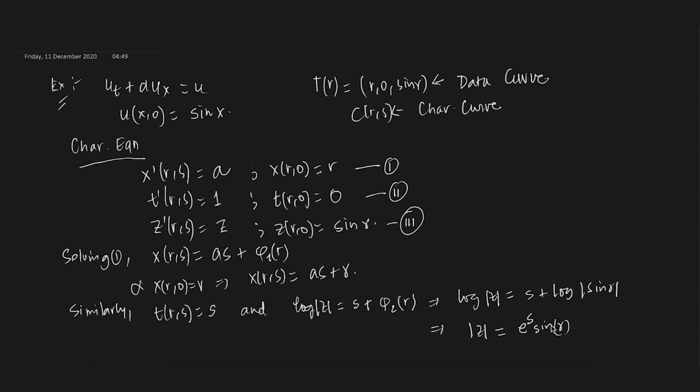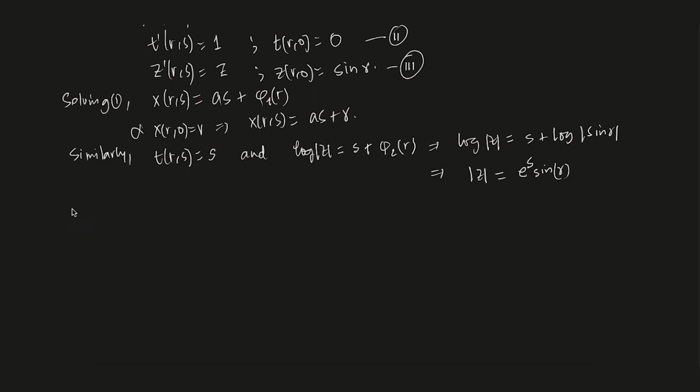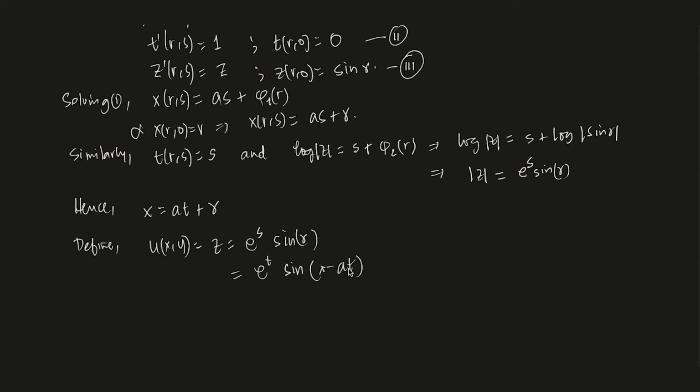Once you put it together, what we are going to get is something like this. Hence from 1 and 2, x is a s plus R and t is s. So x equals a t plus R. This is what I am getting from these two, and z is this. Now define u of x, t to be your z, which is given by e to the power s sine of R. So this is e to the power t sine of R, where R is x minus a t.